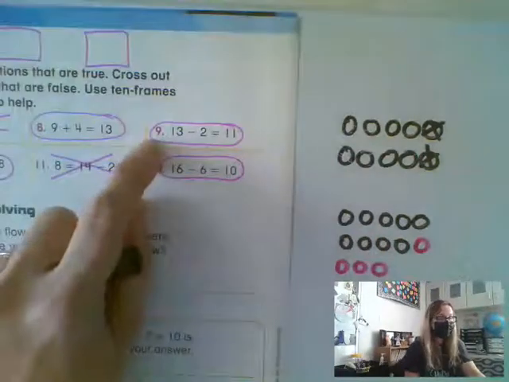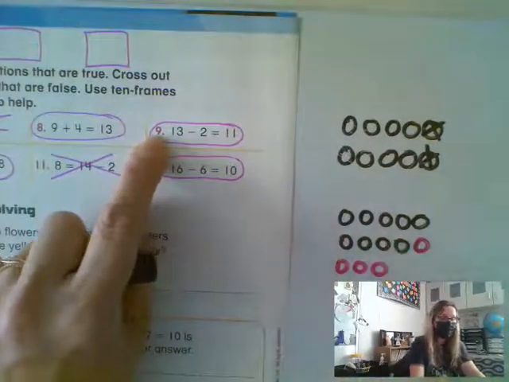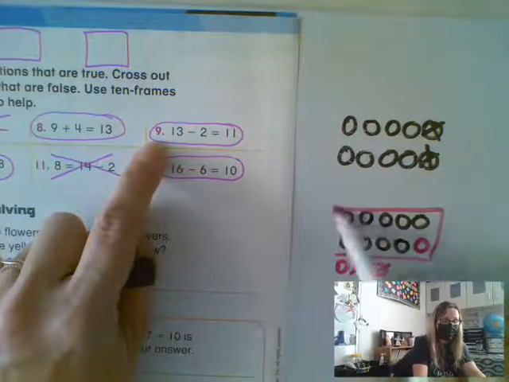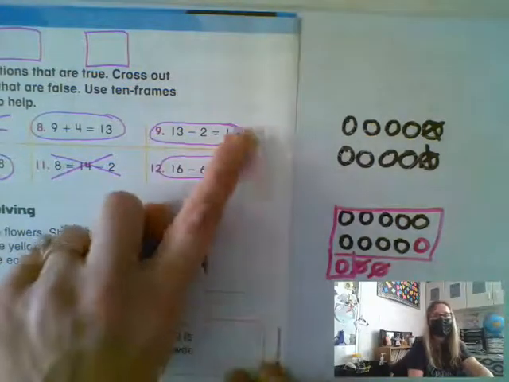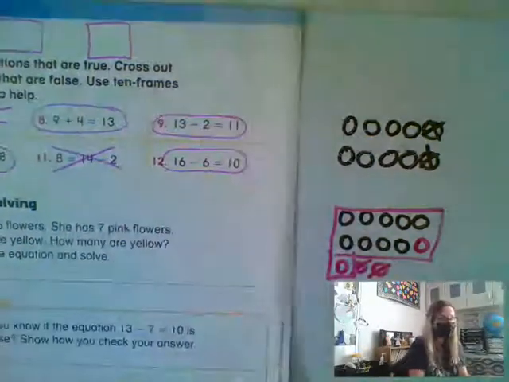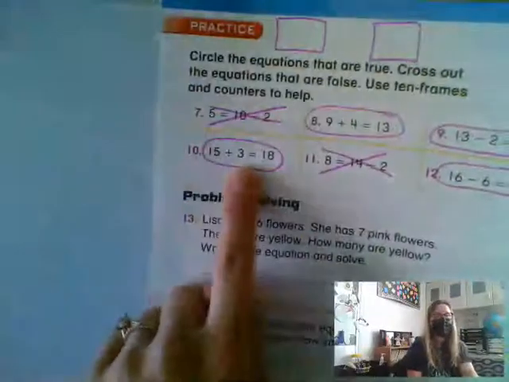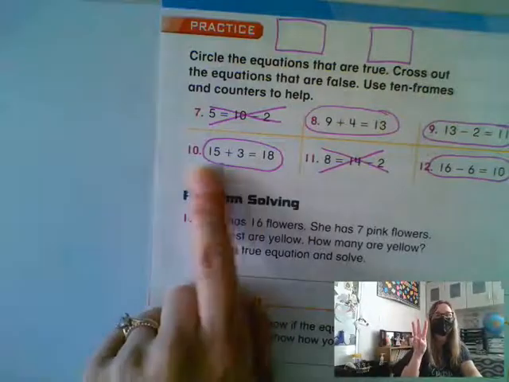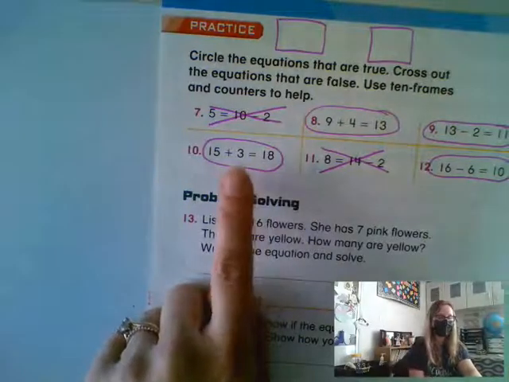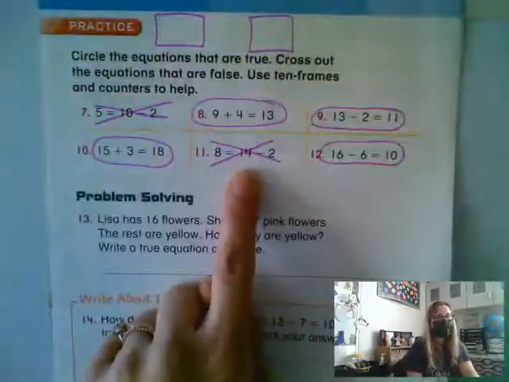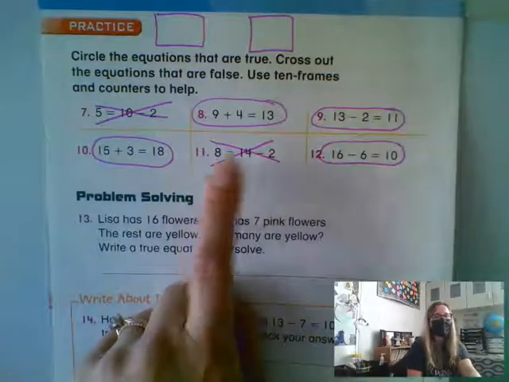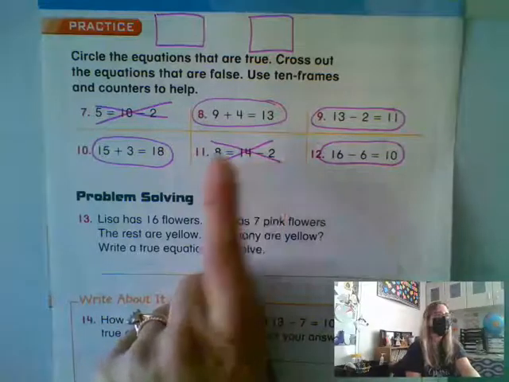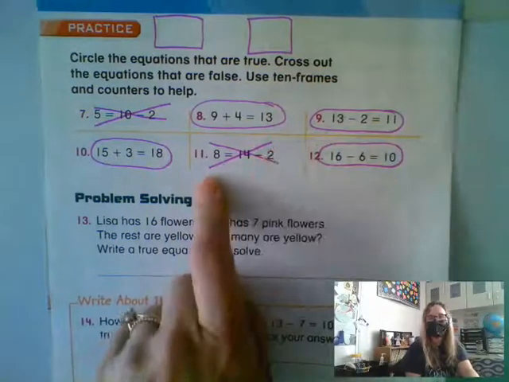For number 9, it was 13 minus 2. So here's 13. If I take away 1, 2, how many do I have left? Well, I have my 10 plus 1 more, which makes 11. So that one was true. 15 plus 3, this one you could just count up. 15, 16, 17, 18. So you know that one's true. This one was 14 take away 2 equals 8. Well, I know that 4 take away 2 is 2, so 14 take away 2 is 12, not 8. So that one was not true.